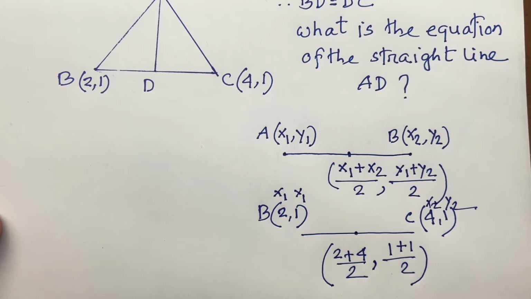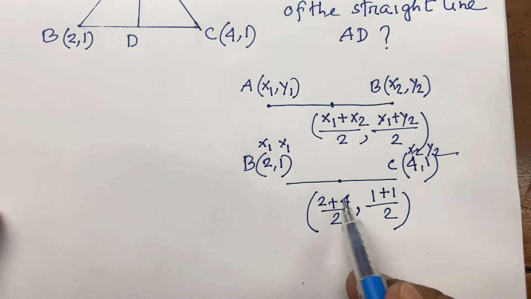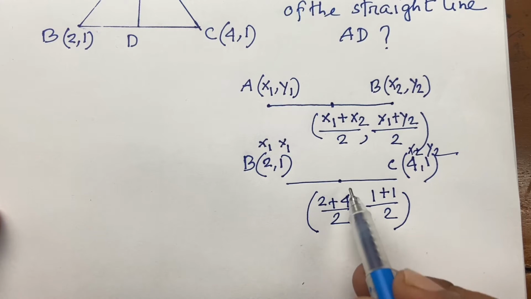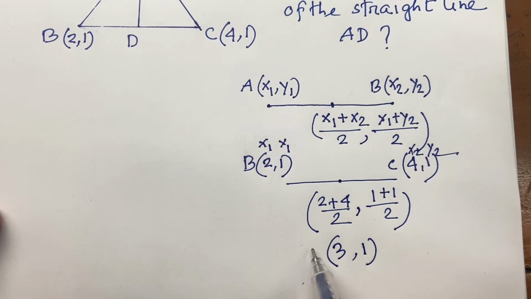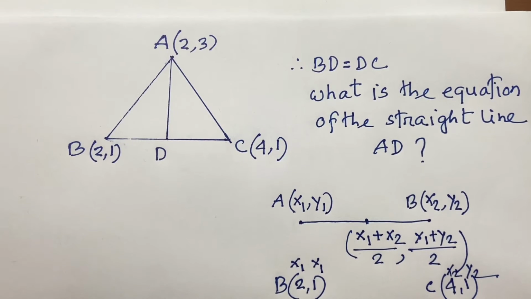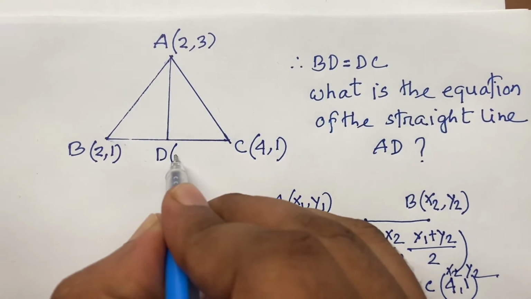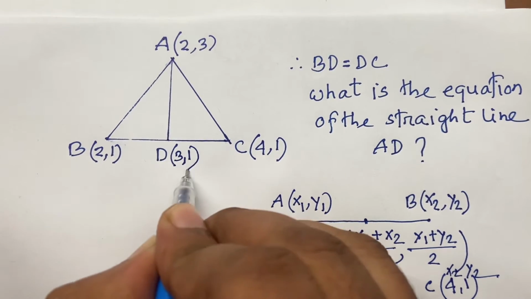2. So here 2 plus 4 is 6, 6 divided by 2 is equal to 3, and 2 divided by 2 is equal to 1. So the point D is (3, 1). So I can say here is (3, 1).